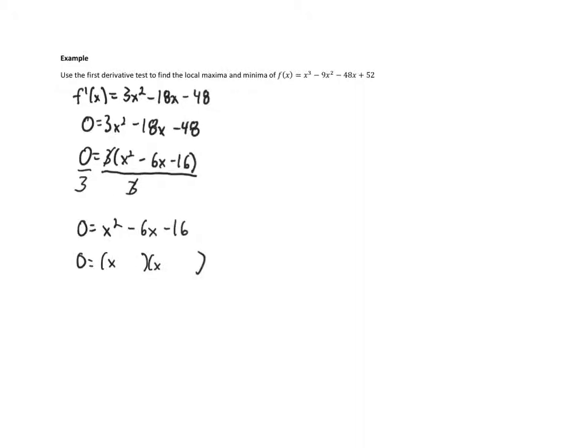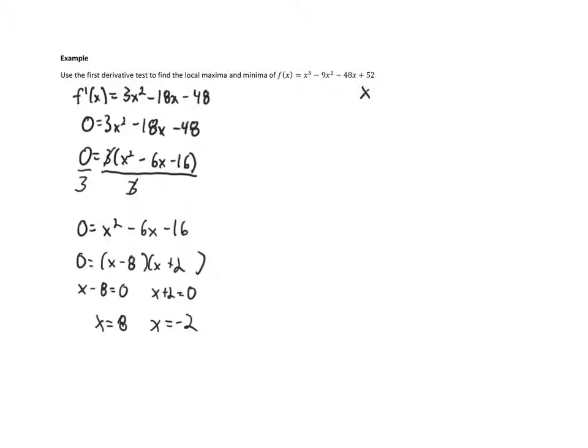If I split that up, we want to think, how can we multiply and get negative 16 and add and get negative 6? I would say that would be negative 8 and then positive 2. And so solving each one of those equations, I get x equals 8 and then x equals negative 2. Those are our possible local maximum and minimums. Those are our critical values. So we want to determine if those are indeed local maximum or minimums.